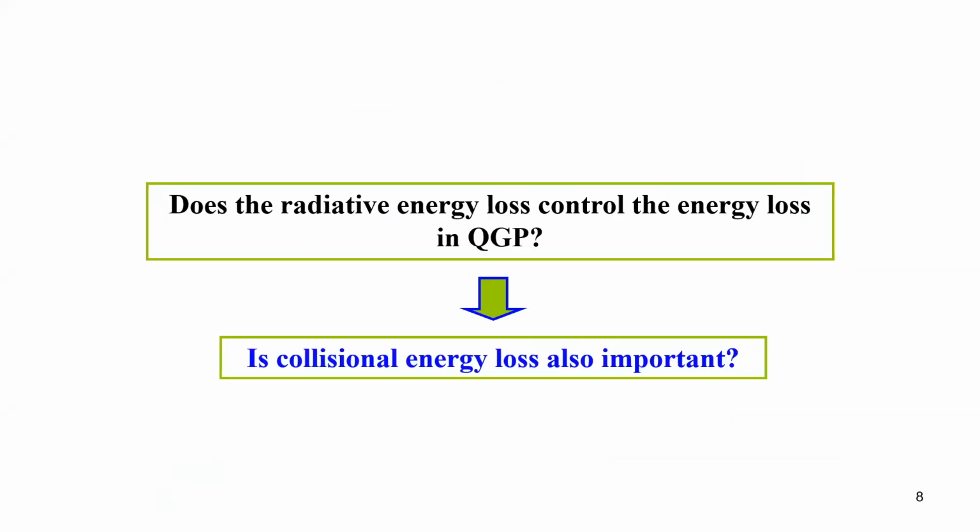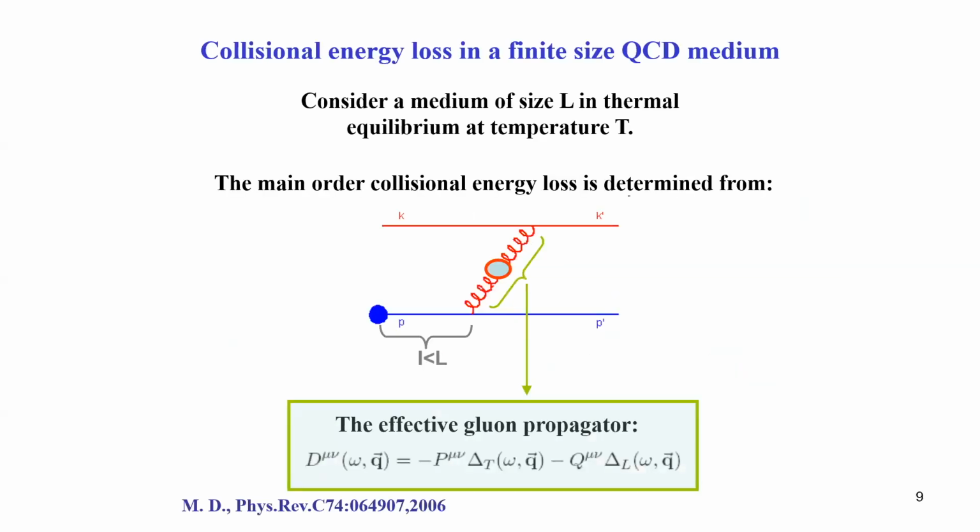This then leads to the question: does the radiative energy loss really control the energy loss in quark-gluon plasma, or are there some other energy loss mechanisms that are also important, but are not included in the energy loss models? The first logical question was, is collisional energy loss also important? To address this question, we calculated collisional energy loss in a finite-size QCD medium. To do this, we consider a medium of finite size L, which is in thermal equilibrium at temperature T. And this is the main order collisional energy loss diagram that we had to calculate.